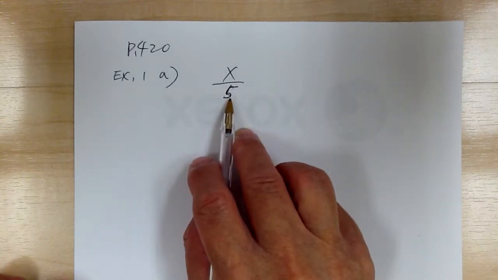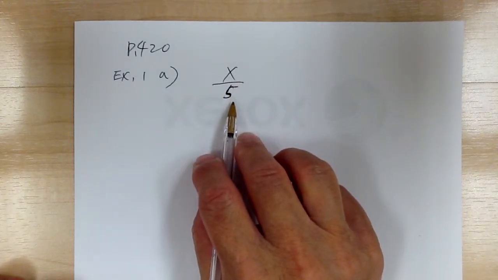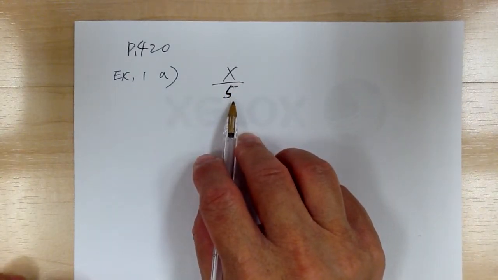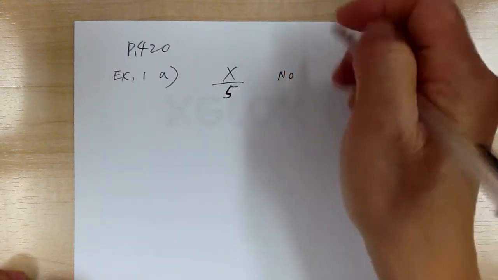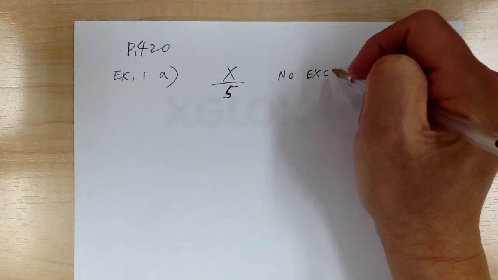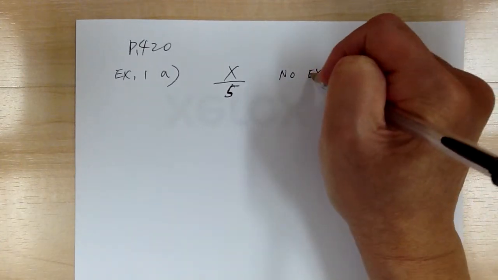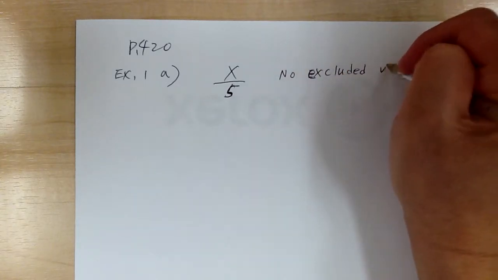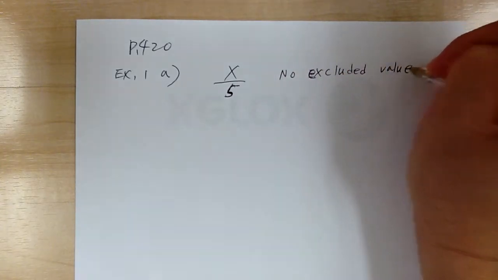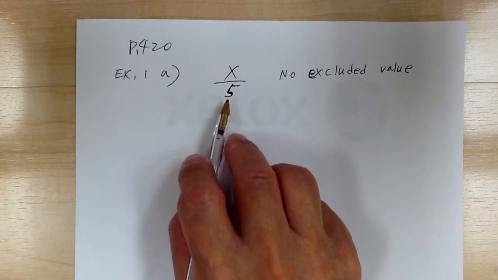So like this one, the denominator is 5, so it's not going to be equal to 0. So in this case, there would be no excluded value. This one had no excluded value. That means every value that you have for x is going to be good. So again, all you have to do is look at the denominator and figure out what would make it equal to 0, and that is not allowed.